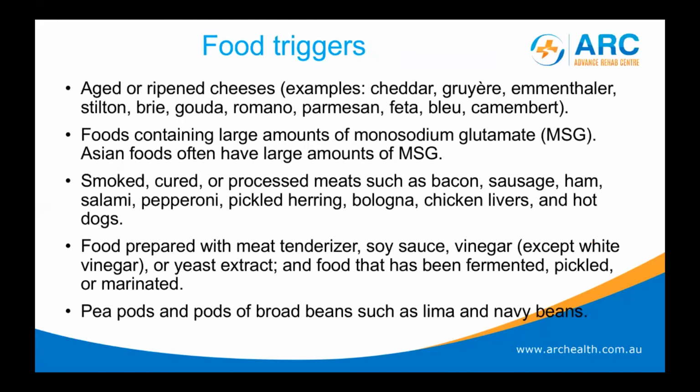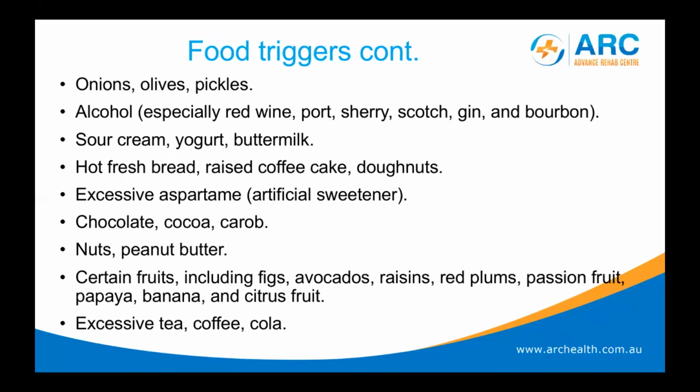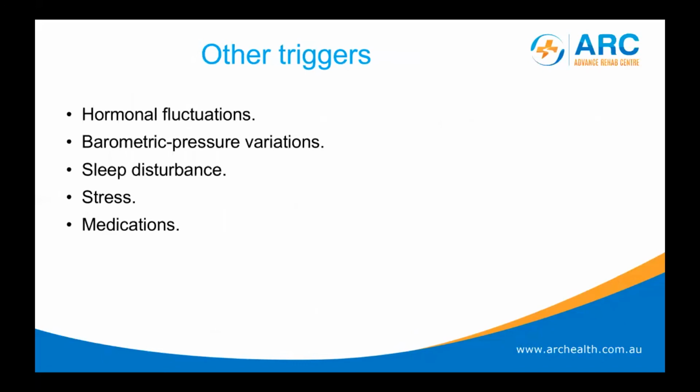So certain food triggers in people with vestibular migraine are a lot of the good stuff. So a lot of your good cheeses. As you can see here, I'll let you take a few moments to have a look, but smoked, cured, processed meats, food prepared with meat tenderizers, onions, olives, pickles, alcohol, especially red wine, port, sherry, scotch, gin and bourbon, chocolate. As I said, all the good things in life. So as I said, also, not everybody will have all of these triggers. So it's about identifying which, if any of these, you have. For other people, triggers might include hormone fluctuations or barometric pressure variations, sleep disturbance, stress, and certain medications.